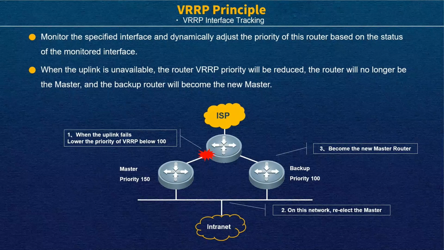And to meet the requirement, to detect the uplink and decrease the priority, you have to add the configuration on the routers, and then the router will do the detection. So that's all about the basic principle of VRRP. And in the next video we will talk about the basic configuration of this protocol.